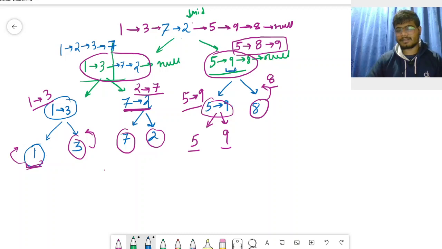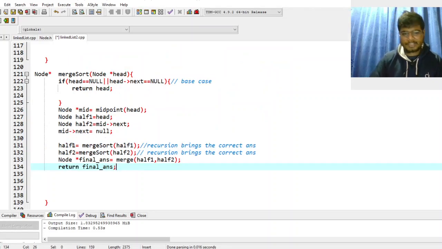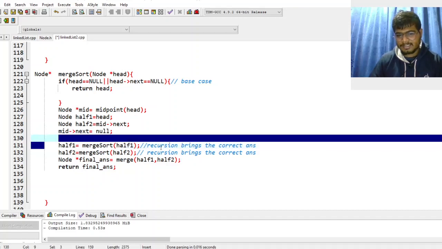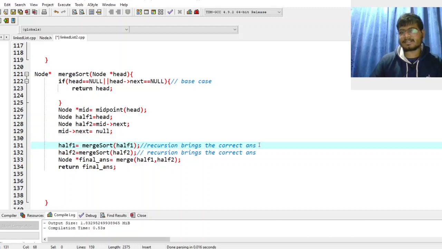Okay, do you understand it? Now we are at the end part. As I told you, in the beginning we were assuming that half one is going to give us the correct answer. Recursion brings the correct answer. It is guaranteed to return us the sorted array, the sorted linked list.